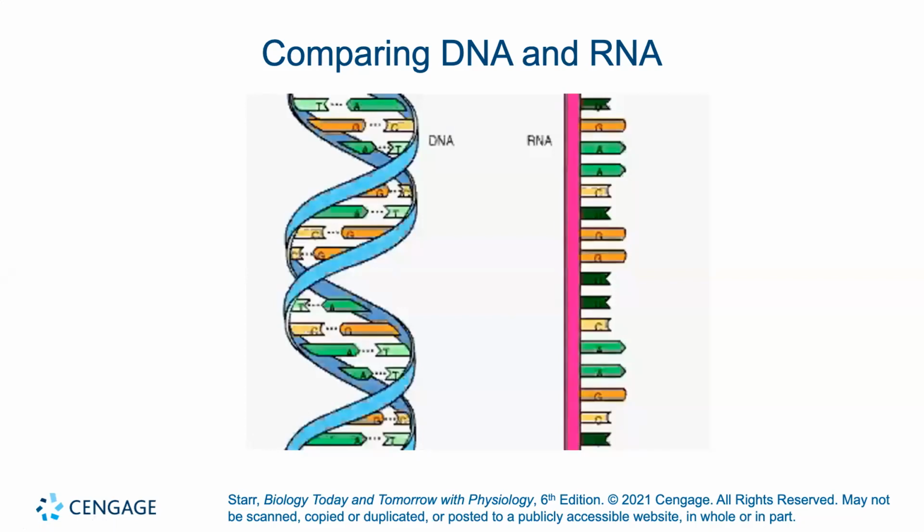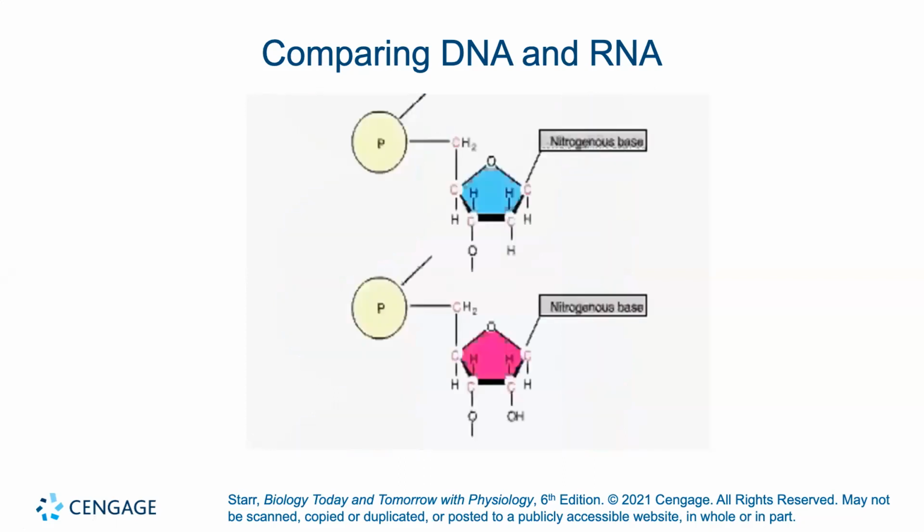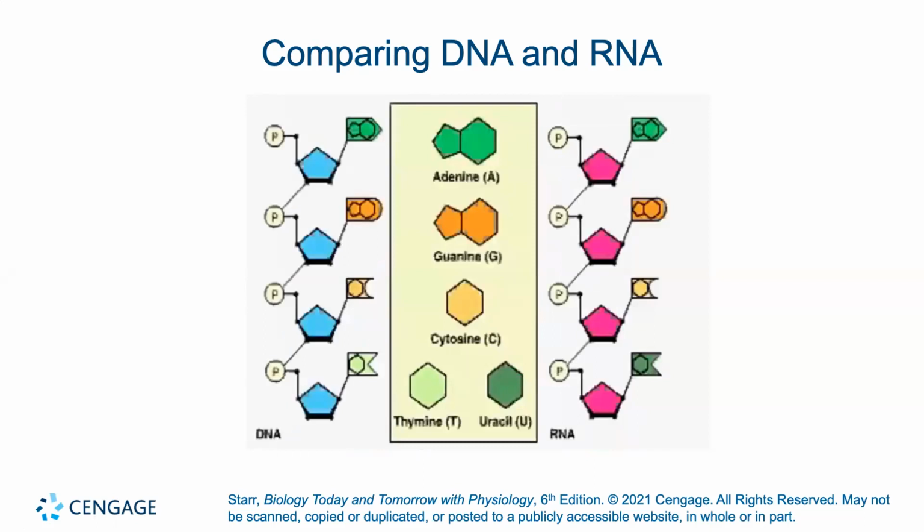DNA and RNA are nucleic acids, polymers made of subunits called nucleotides. One difference between DNA and RNA is the type of sugar their nucleotides contain. DNA contains the sugar deoxyribose, while RNA contains the sugar ribose. Ribose has one more oxygen atom than deoxyribose. DNA and RNA are each composed of 4 different nucleotides, which differ in their nitrogenous bases. 3 of the 4 bases are the same in DNA and RNA: adenine, guanine, and cytosine. The 4th base in DNA is thymine. In RNA, it is uracil.